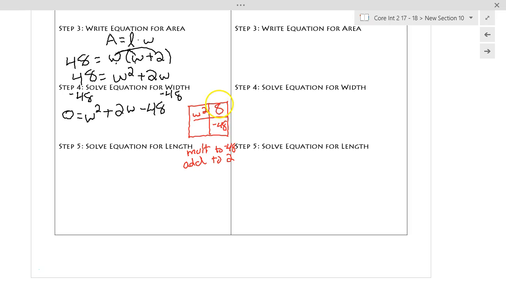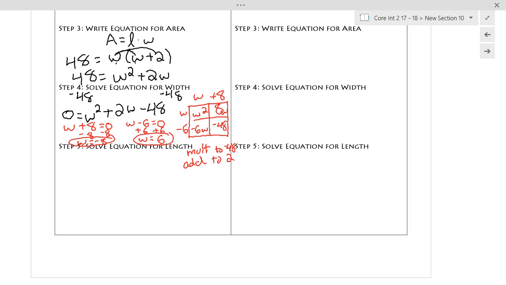That's positive 8W, negative 6W. So W squared is W times W. W plus 8, W minus 6. So from here I have W plus 8 equals 0. W minus 6 equals 0. Subtract 8. W equals negative 8. Sorry, I'm trying to fit this in. Add 6. W equals positive 6.